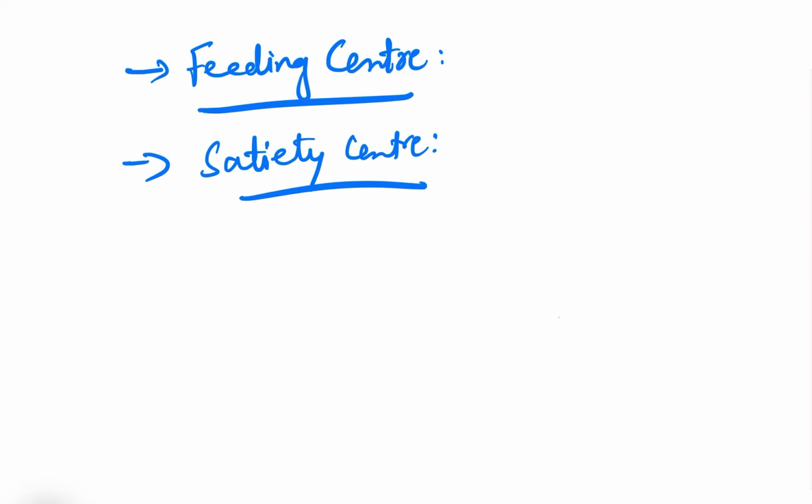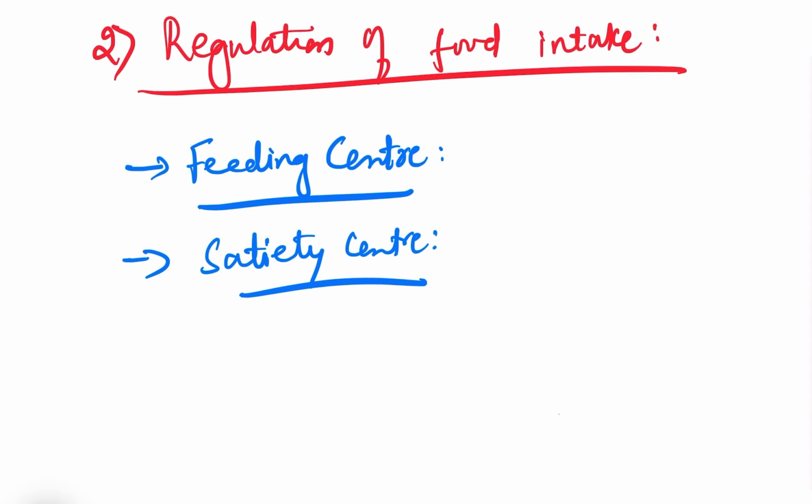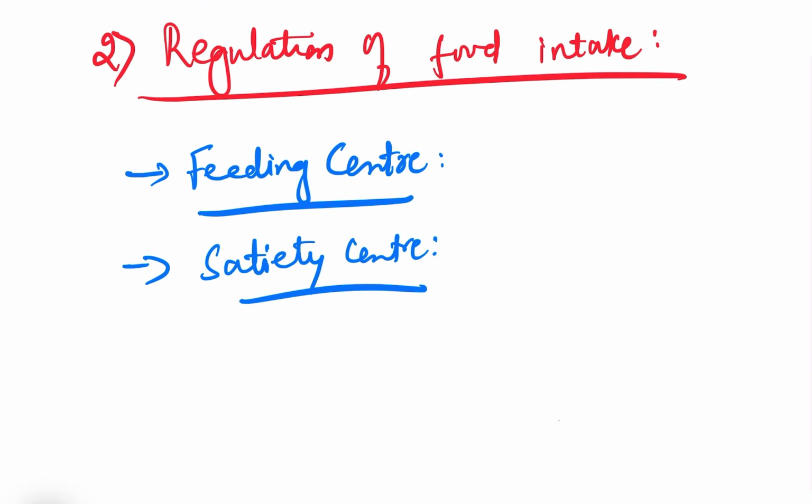How? Whenever the lateral hypothalamus, that is the feeding center, is stimulated, in a person or an experimental animal, it will create a sensation of hunger and lead to increased food intake. It is known as hyperphagia, which will cause obesity.